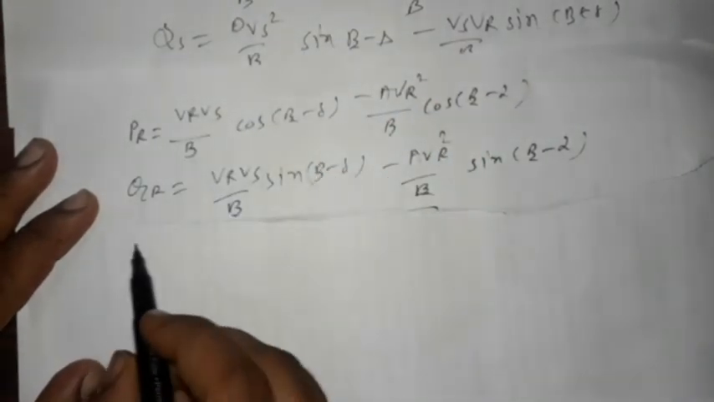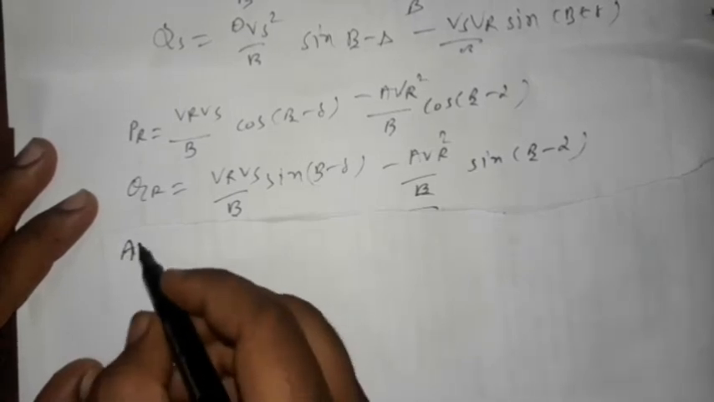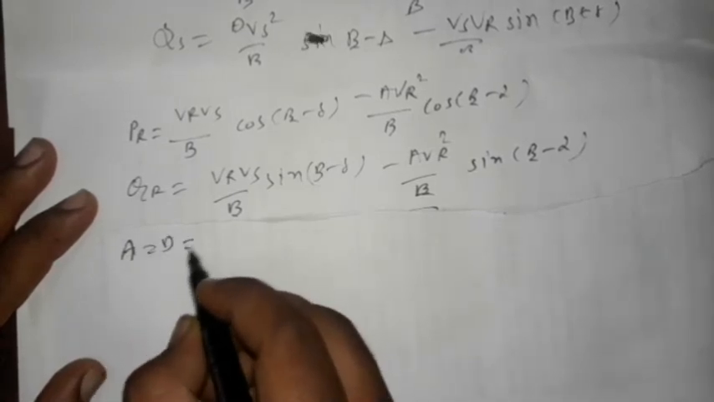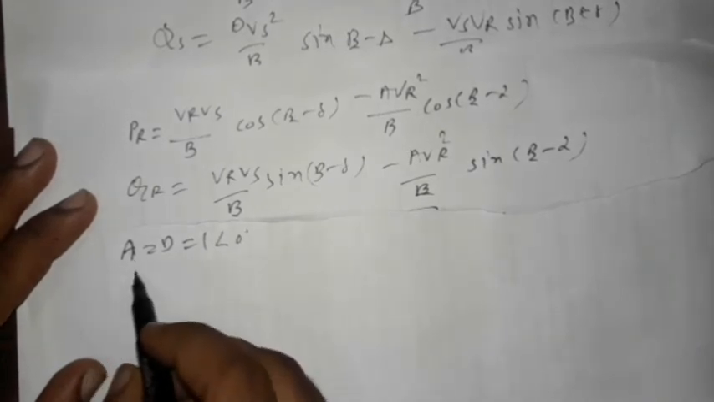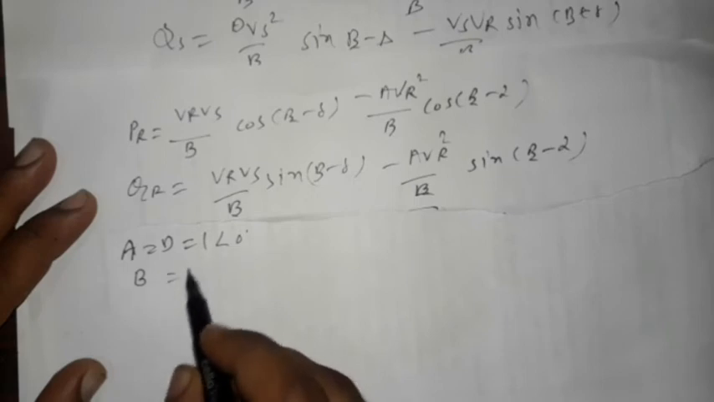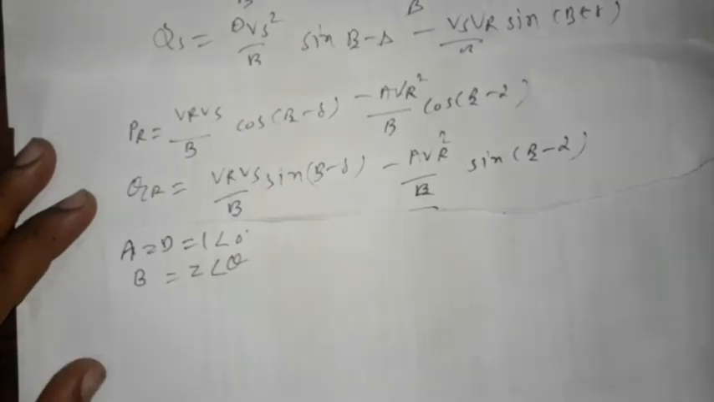First of all, we know that for a short transmission line, the ABCD parameters are: A is equal to D is equal to 1 with angle 0, and B is equal to Z with angle theta. So we put this value in this equation. First we put it in the sending end equation.